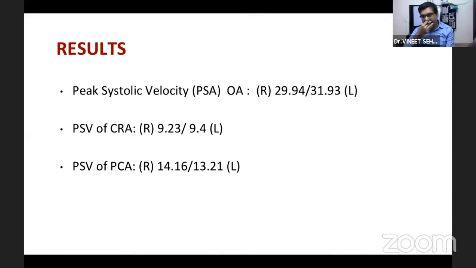So the results that we have seen are almost the same as what Dr. Murli has shared with us. The only thing is that in the cases that I have collected, the peak systolic velocity of the posterior ciliary arteries, the short posterior ciliary arteries, is a bit more. So we are getting it around 14.16 to 13.21, but mine is a very small sample of 30 patients, and we are not able to get a follow-up because of the issues which we are facing of the lockdown and the decreased mobility of the patient.